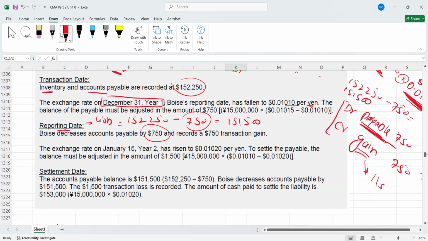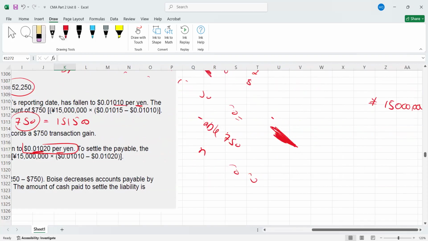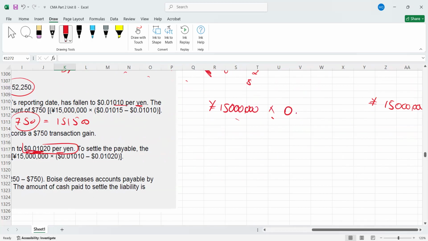Now we will move to January 15, year 2. On January 15, year 2, we are assuming this is the prevailing rate. What is the rate? 0.01020 per yen, like this much dollar equals 1 yen. So what will you do again? Again, you will remeasure your liability, and how will you do it? Just take again 15 million yen into the rate, which is 0.01020.